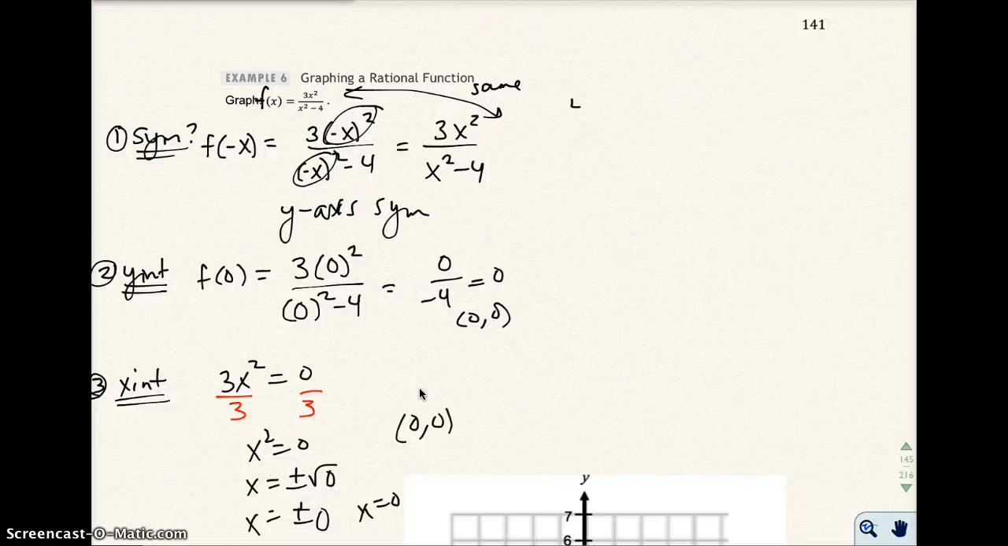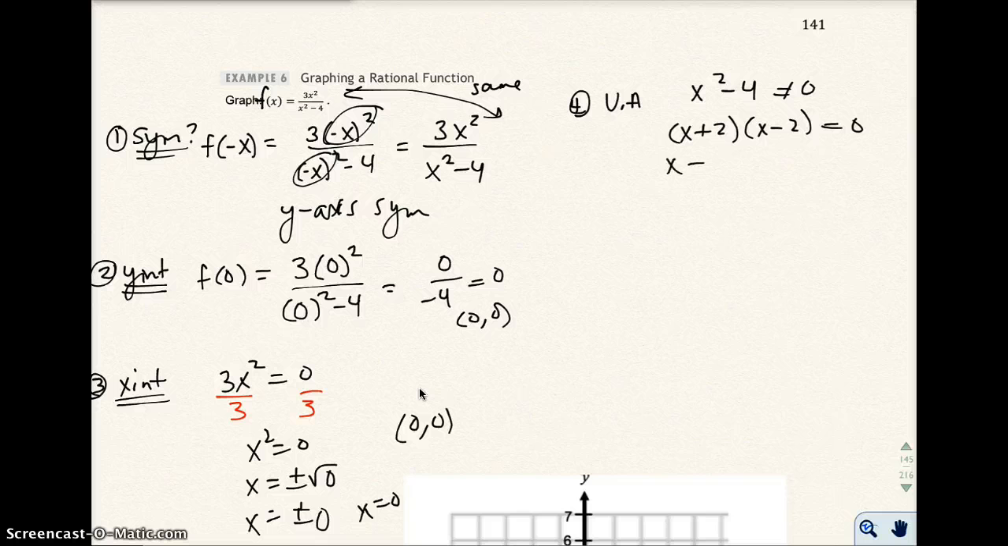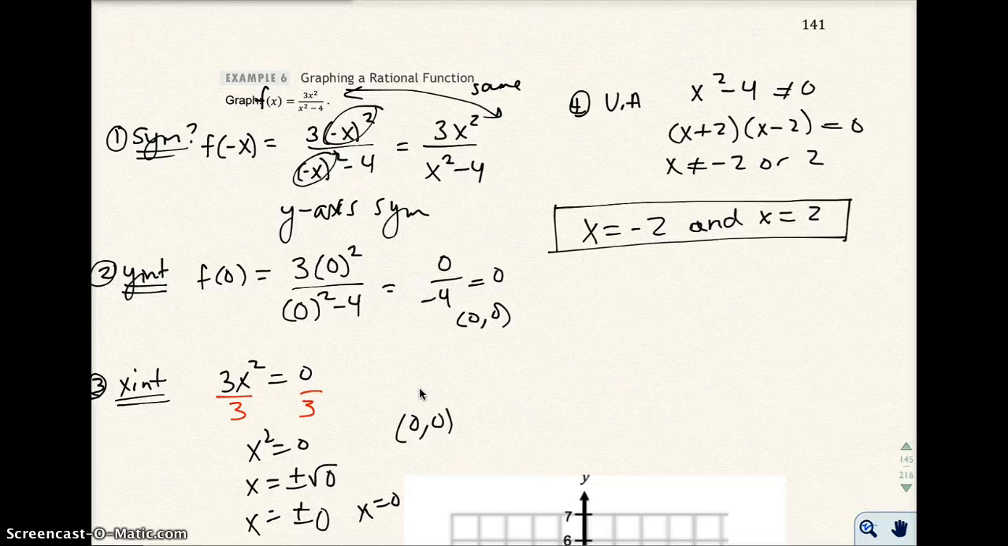The fourth thing I want to do is find if I have a vertical asymptote. We know that x squared minus 4 cannot equal 0, so x cannot equal negative 2 or 2. That means x equals negative 2 and x equals 2 are my vertical asymptotes. These are going to be dashed lines.